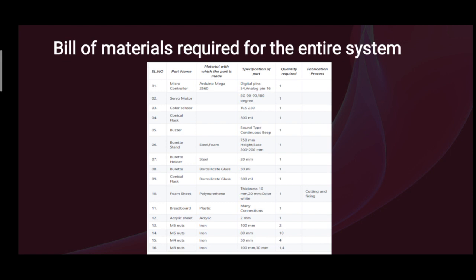And next the foam sheet which is made up of polyurethane with the thickness 10 mm and 20 mm, with the color white. And after that, breadboard which is made up of plastic which has many connections. And after that, acrylic sheet which is made up of acrylic with 2 mm, and all the nuts like M5, M6, M4, and M8 which are made up of iron. The specifications are like 100 mm, 80 mm, 50 mm, 100 mm, and 30 mm.